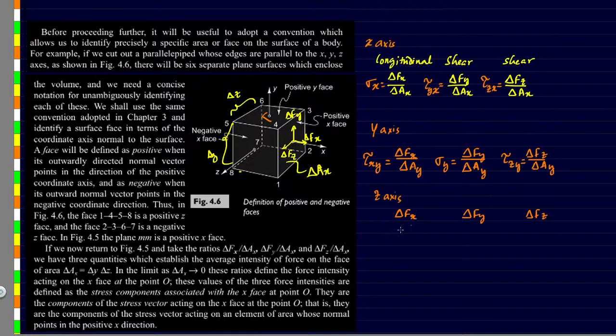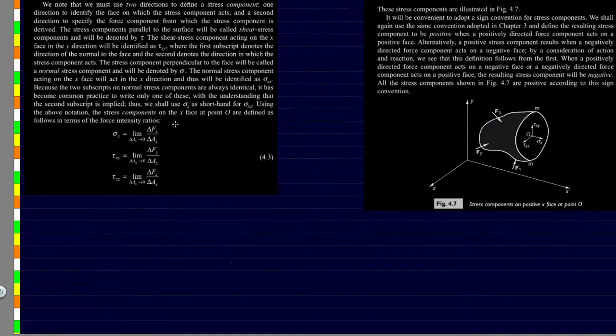Similarly, for this one, it's going to be delta z. The area is going to be in the z direction. So z, and then we have x z, y z. Then this one is going to be longitudinal, so it's going to be sigma z. So this will give us the components. So let's see how this is derived.